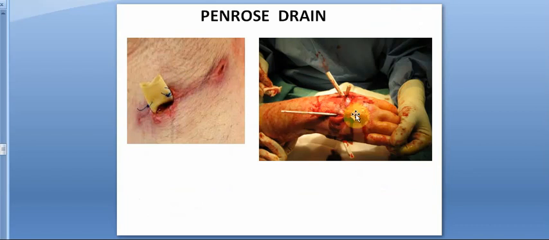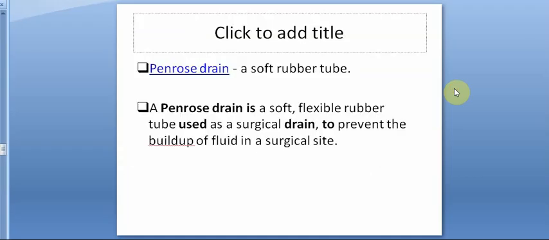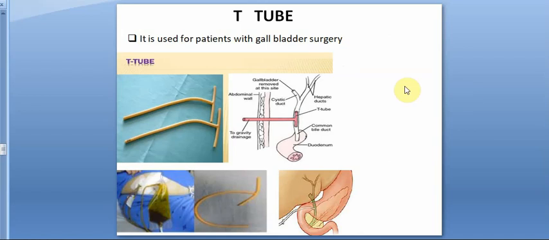So this is an example of a Penrose drain. You can see in the figure that it is a soft, flexible rubber tube, and it is used to drain or prevent the buildup of fluid in the surgical site. It is an example of an open drain. It is usually used to prevent fluid buildup after surgery.